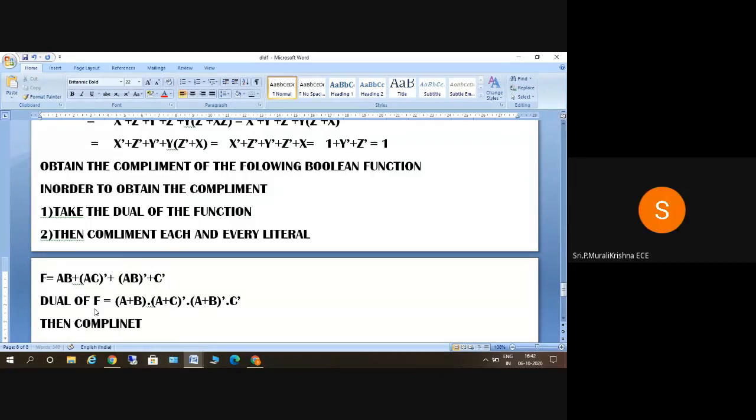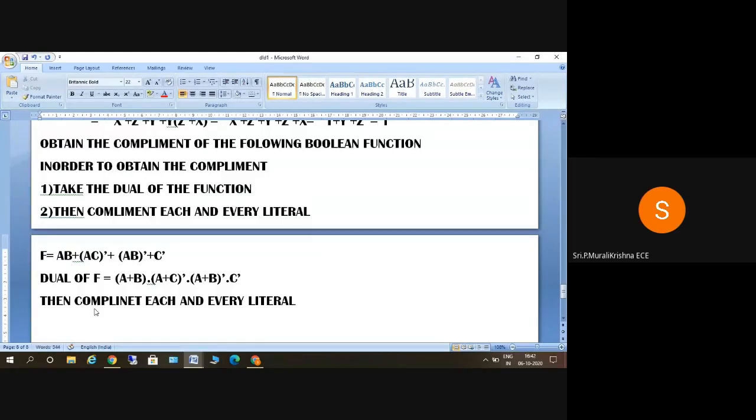Yes, sir. So then complement each and every literal. So if there are brackets, I consider that as one literal, as a variable. Since the complement of the whole is there, I can cancel that complement. So the complement of this function, F complement, is equal to, already it is A plus B. This I'll get as A bar plus B bar. Okay, and into, so A plus B whole bar.